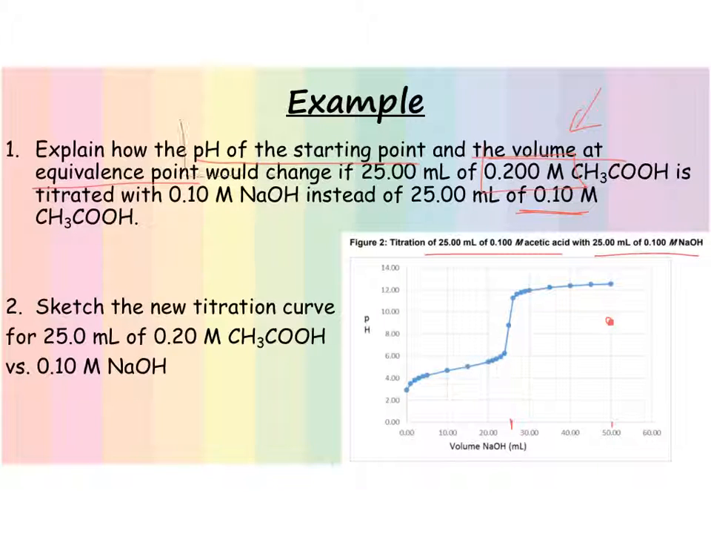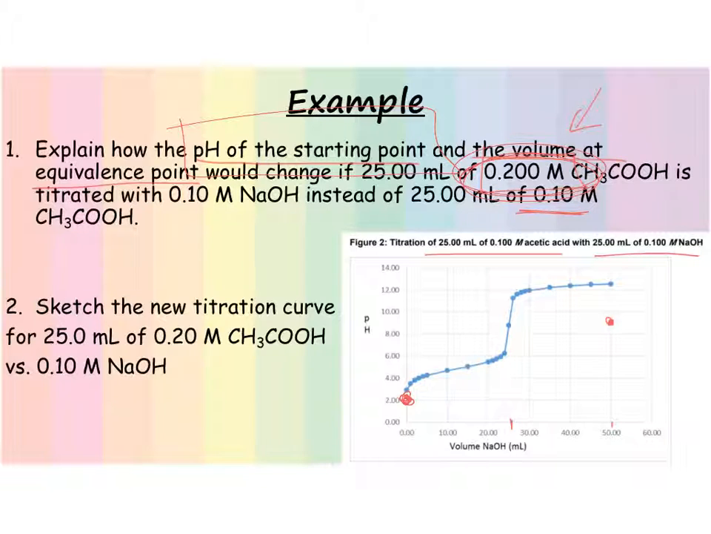Okay, so let's talk about the pH at the starting point. Because the concentration of our acetic acid is double, that means that it is going to have some more H plus coming off of it because the concentration is doubled. So we should expect for it to have a slightly lower pH, but not by much at all.